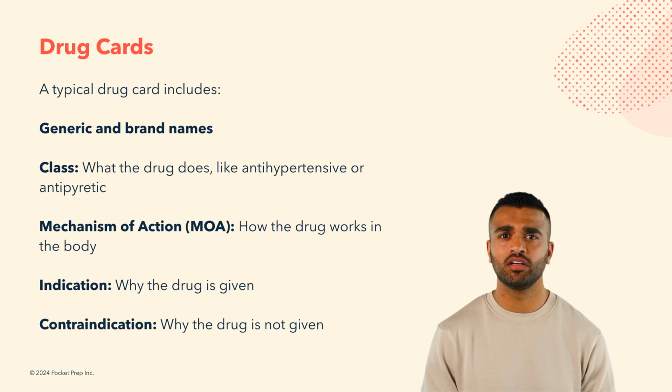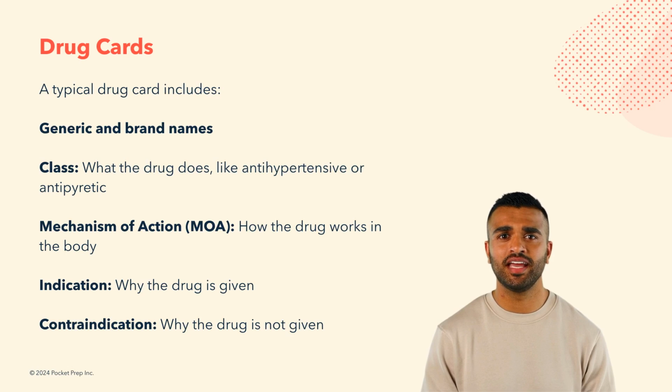Now, let's talk about drug cards. Here's what a typical drug card includes. Generic and brand names. Class, which tells us what the drug does, like antihypertensive or antipyretic. Mechanism of action, which is how the drug works in the body. Indication, which is why the drug is given. Contraindication, which is why the drug is not given.